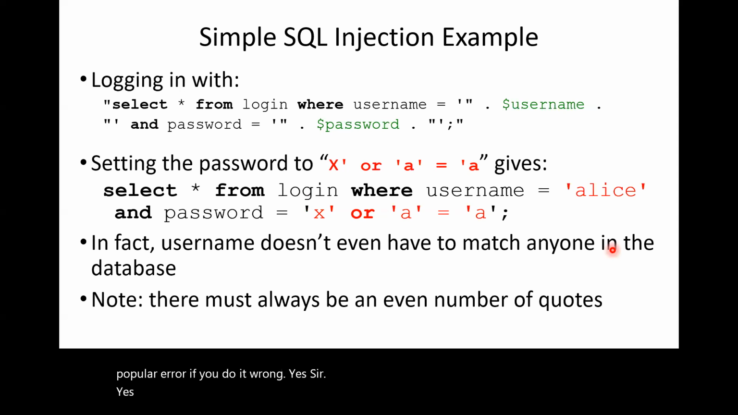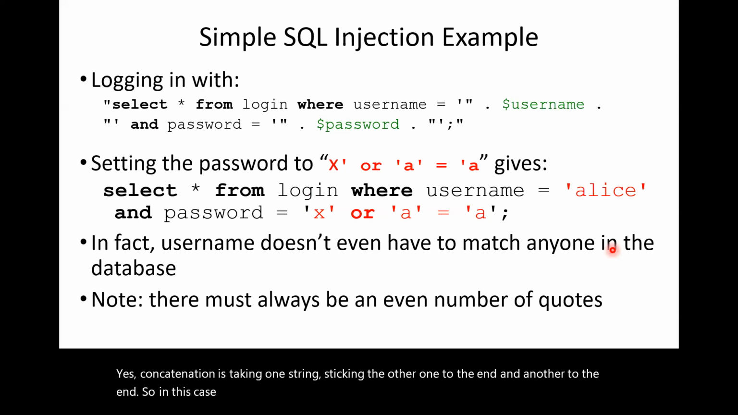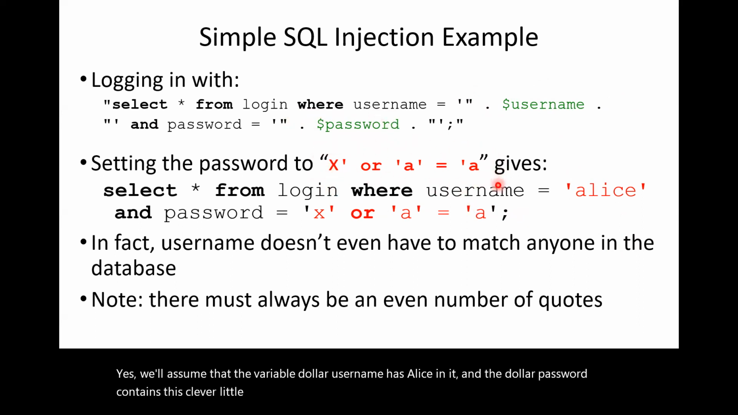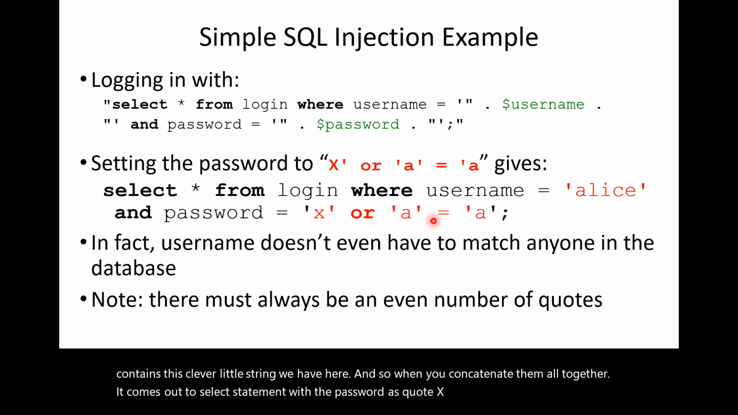Yes, concatenation is taking one string, sticking the other one to the end, and another to the end. So in this case, we're sticking X with the password. Yes, we'll assume that the variable $username has Alice in it, and the $password contains this clever little string we have here. And so when you concatenate them all together, it comes out to the select statement with the password is quote X or quote A equals quote A.